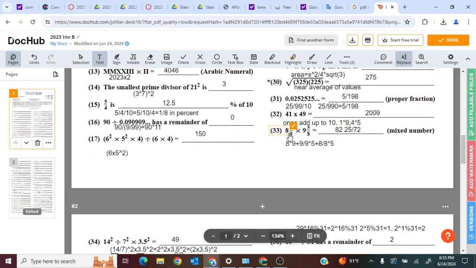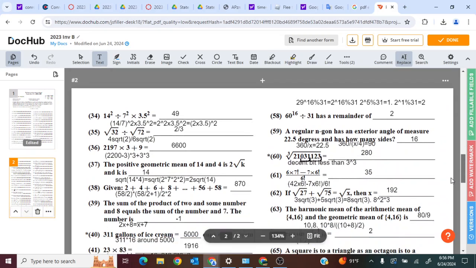Okay, 33. Multiply the whole numbers. 8 times 7 is 72. 9 over 9 times 5, 77. 8 over 8 times 5, 82. And then multiply the fractions. 82 and 25 over 72.